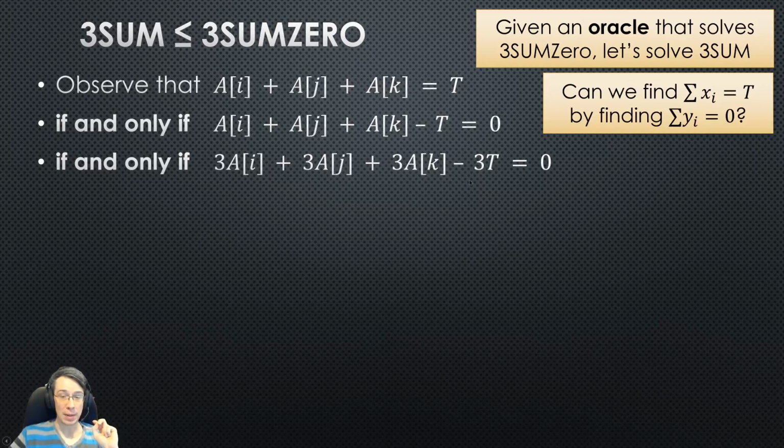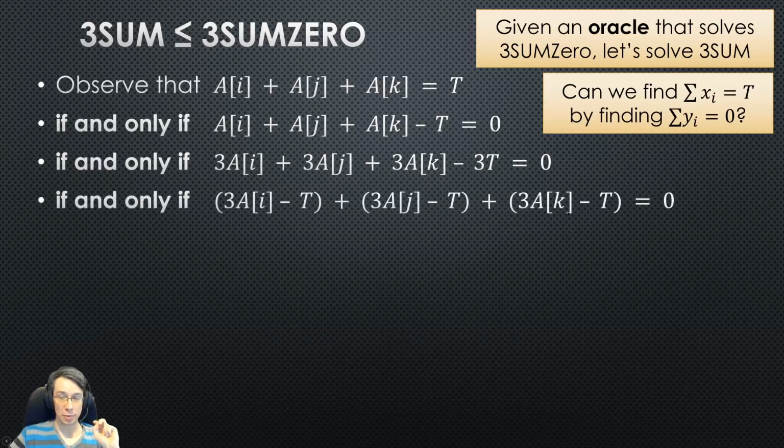So I'm going to multiply both sides of the equation by 3, and now I can group into 3 expressions on the left: 3a of i minus t, 3a of j minus t, 3a of k minus t. I've just grouped this expression differently. I've parenthesized it differently. Okay, and these are all equivalences, right? This first expression is equivalent to this last expression.